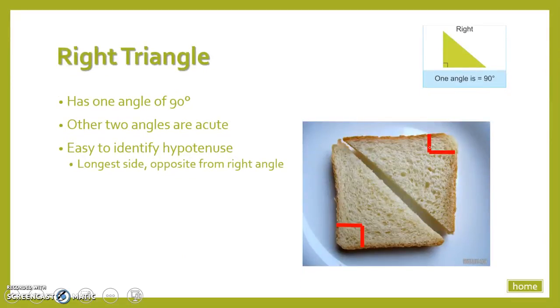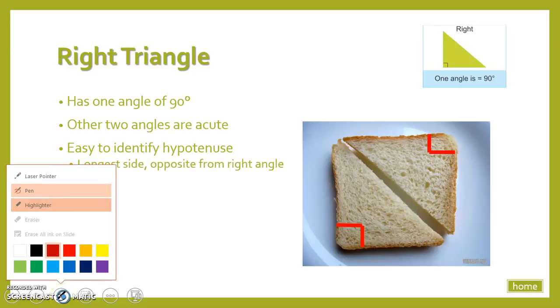Next up are right triangles. These have one angle that is 90 degrees and the other two are acute, which we just learned means that they're less than 90 degrees. They're pretty easy to identify. The sides meet perfectly in the corner, where you can draw a little L. They're also easy to identify because they'll have a hypotenuse, which is the longest side.